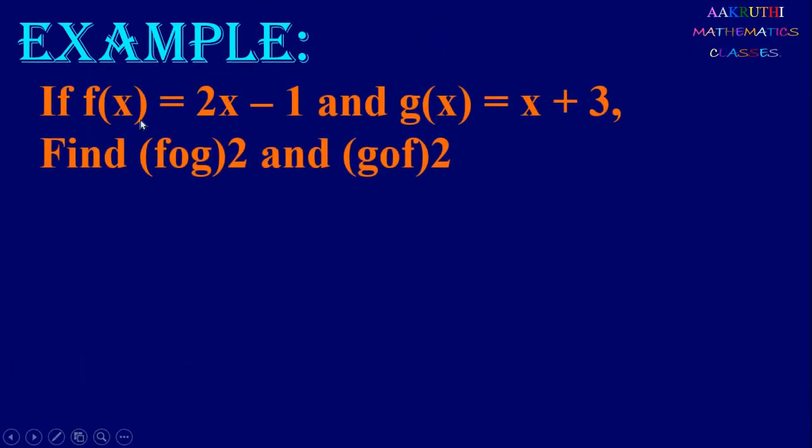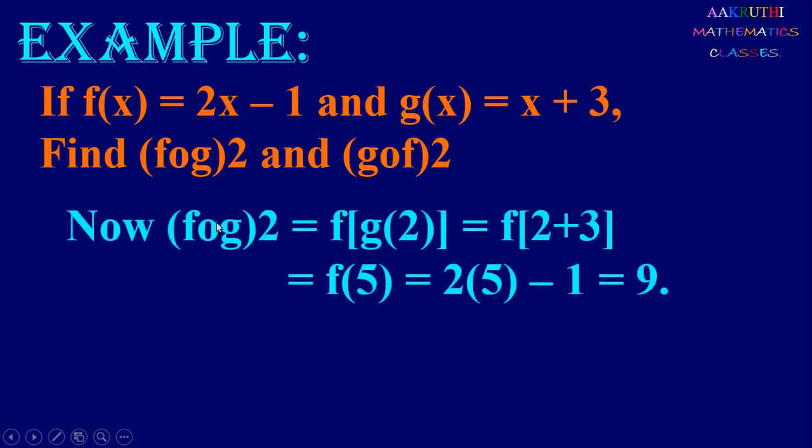So we consider some example. If f of x equal to 2x minus 1 and g of x equal to x plus 3, we have to find f composite g of 2 and g composite f of 2. Now first we find f composite g of 2. So that is f of g of 2. Now here it is given g of x is x plus 3. So therefore g of 2 is 2 plus 3. Therefore f of g of 2 is f of 2 plus 3. So that is f of 5.